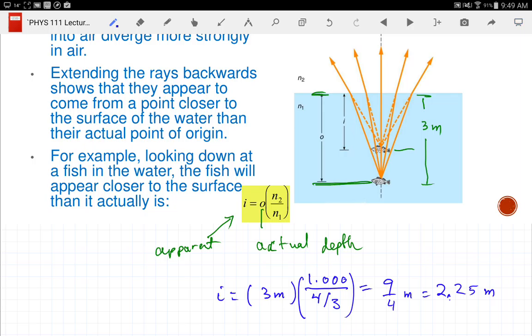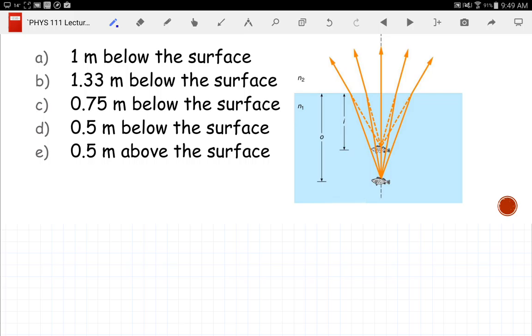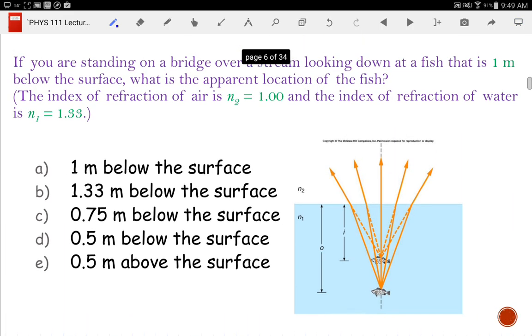Okay, now we have our clicker question number 1. Okay, probably it's going to work better to see the question. If you're standing on a bridge over a stream looking down on a fish, and it's 1 meter below the surface, what's the apparent location of the fish to you?